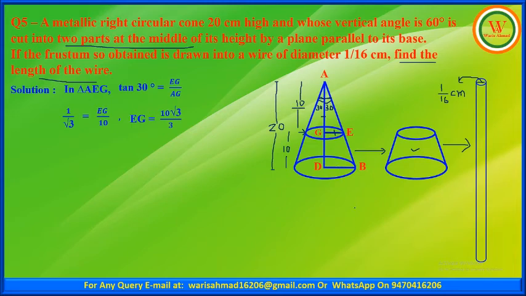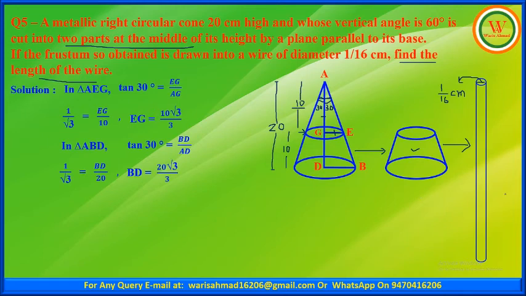So here we will consider triangle ABD. In triangle ABD, tan 30 degree equals BD upon AD. In place of tan 30 we can write 1 upon root 3. BD will be as it is. In place of AD we can write 20, because the measurement of this is given as 20. Total height AD is given 20. Hence BD will be equal to 20 root 3 upon 3.